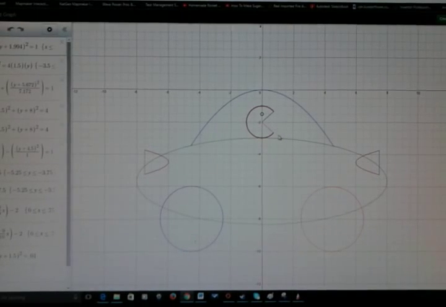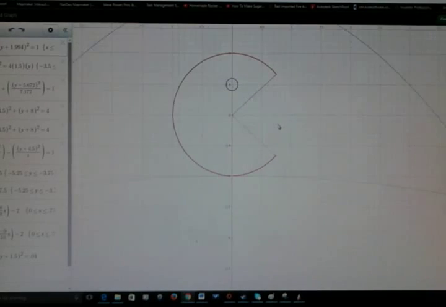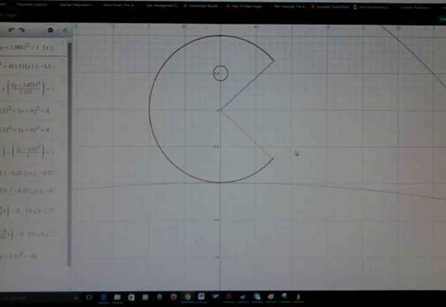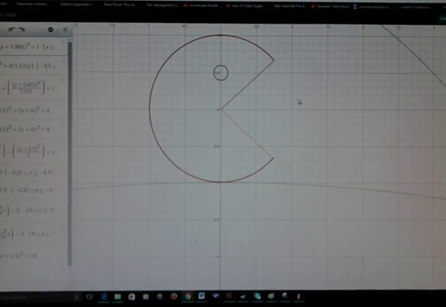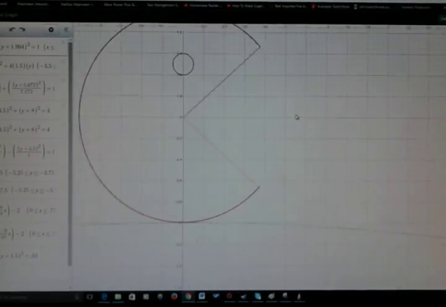So the first conic we're going to go over is the circle that makes up the head of our driver here. You might notice there's a chunk taken out of it, and that's because I said a domain of x is less than or equal to 0.75.